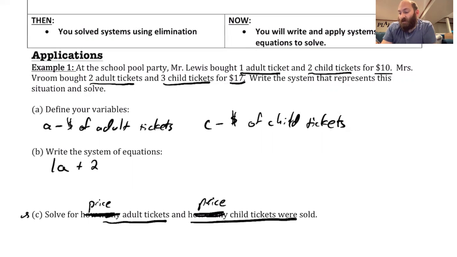We're going to add 2 times the child tickets. Maybe those are $3 a piece. So 2 times 3 gives you 6. That's how much he'd be spending. We do know that the overall price for Mr. Lewis was $10. Okay. Mrs. Vroom did 2 adult tickets and 3 child tickets and spent $17. There's my system. So from here, the goal is, how should I solve it?